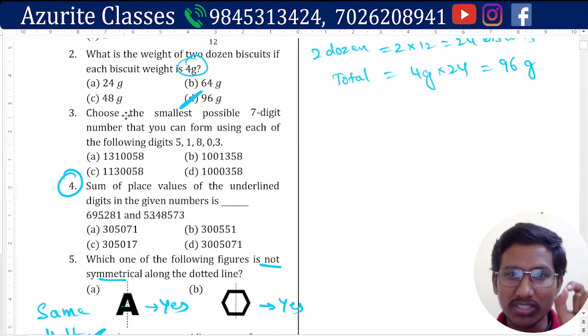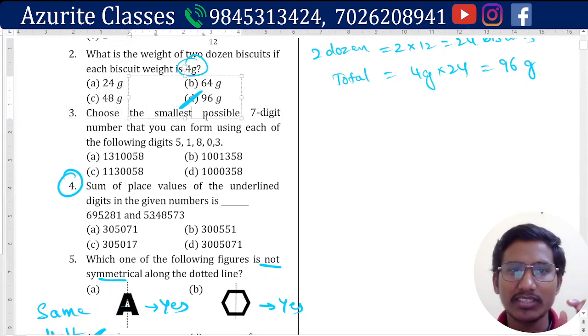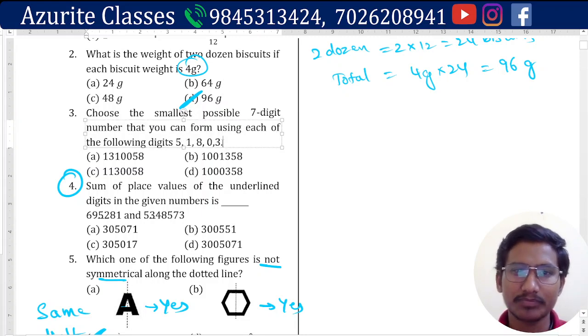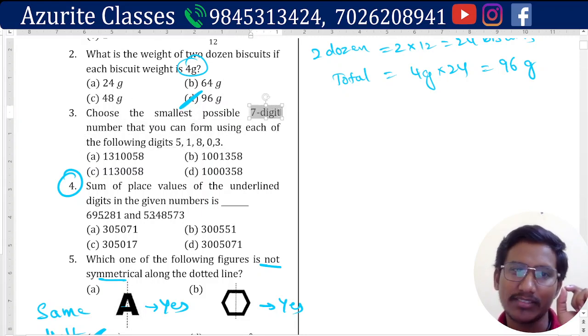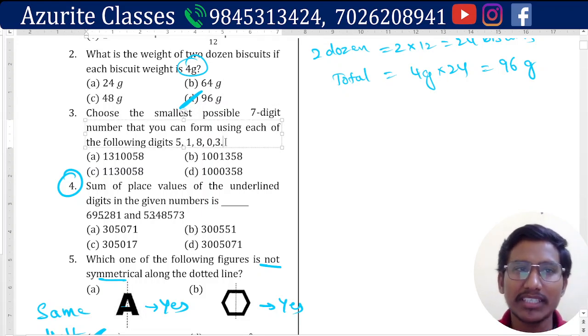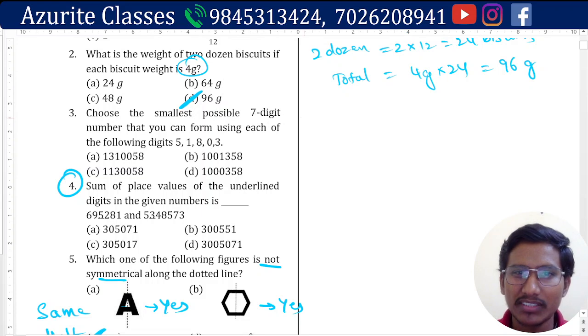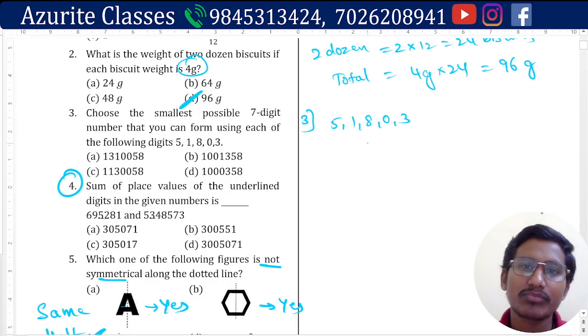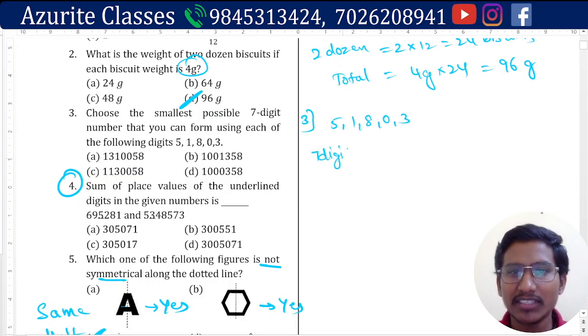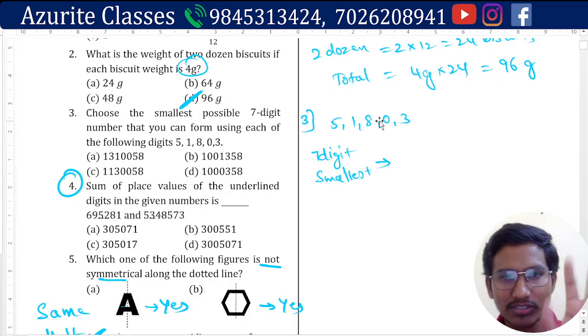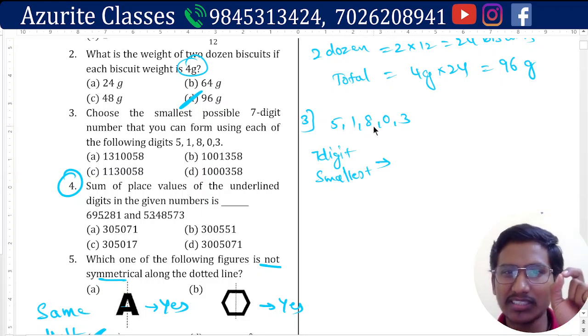See here. Choose the smallest possible 7-digit number that you can form using these digits, right? Smallest 7-digit number that can be formed using these numbers. The digits are 5, 1, 8, 0, 3. So 7-digit smallest number. Which is the smallest digit in this, tell me? The smallest digit is 0. So you have to repeat 0 many times. There are 5 digits, so 0 we have to repeat 2 times.